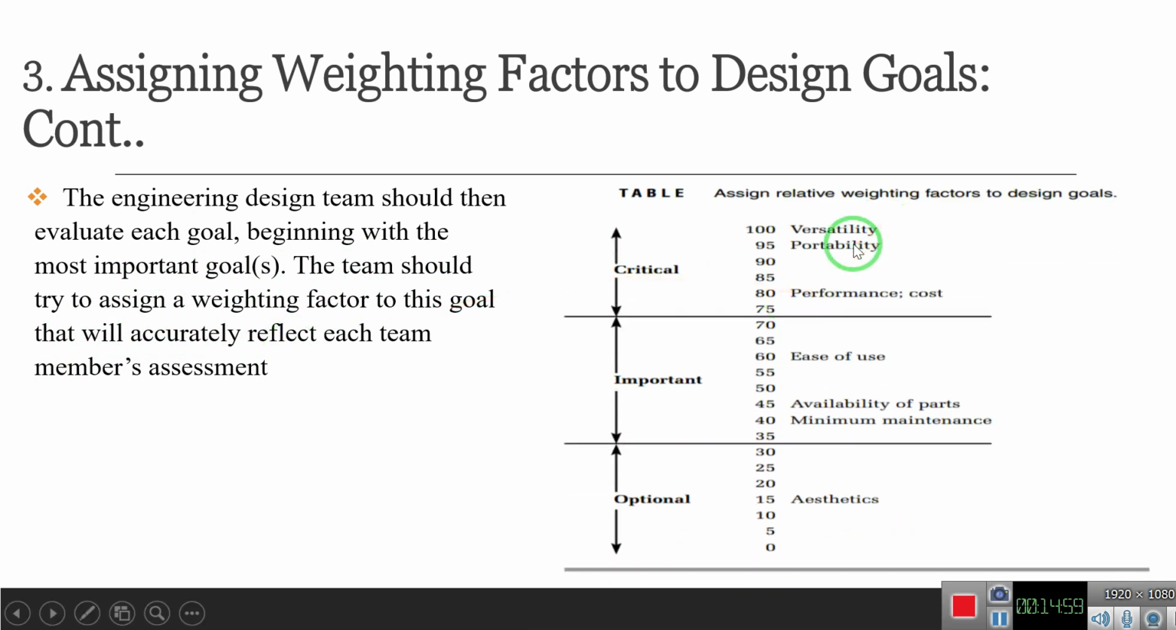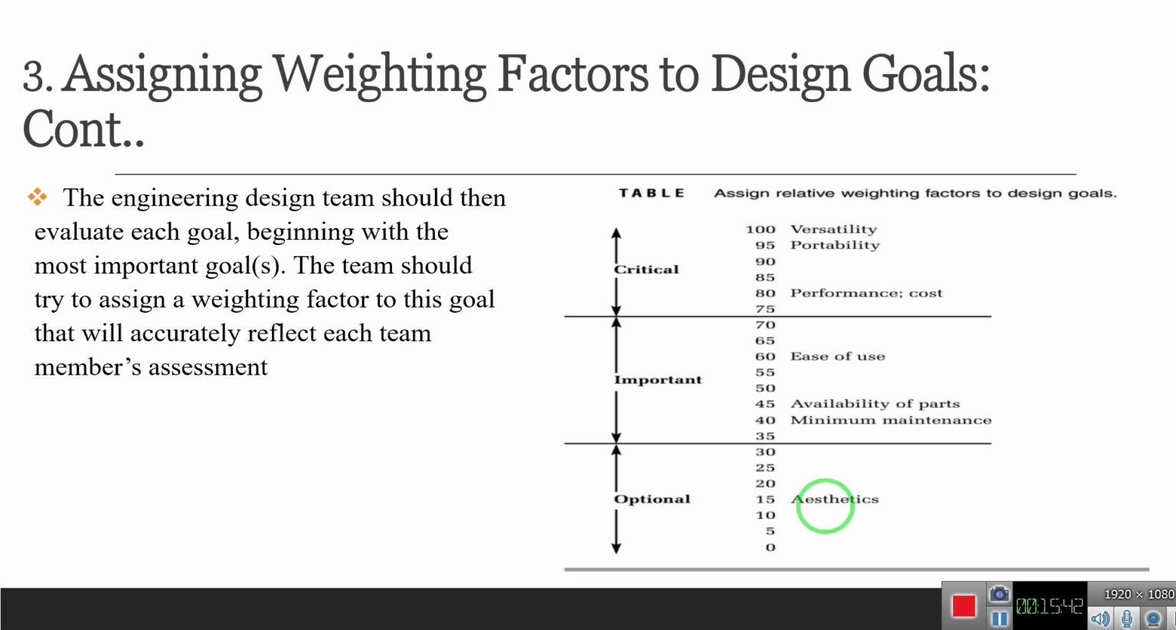See, the same computer example. What is the first rating we gave? Versatility, right? So where do we keep that? Here, 100%. Next we got portability. Next we got cost and performance both. We put them at 80, so this becomes a critical one, which means it has to be accomplished. Next is ease of use. Next we got availability of parts and minimum maintenance. These we mark important, which means we have to take care of them. Not the most important, not a must, but they should be important. Next, aesthetics. What is aesthetics? I told you, looks.